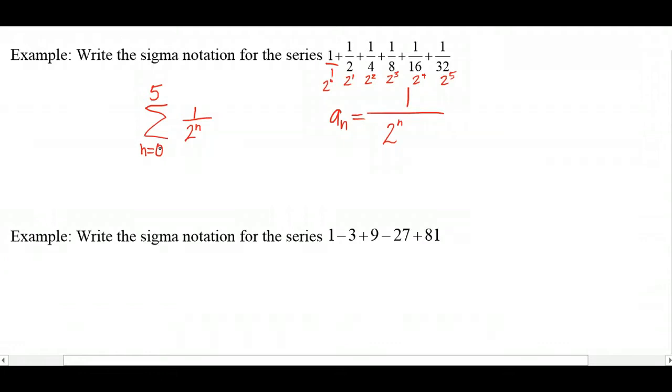We could actually have started our index at 1 and made this 1 over 2 to the n minus 1. So just to write that out, we could have said n equals 1 to 6 of 1 over 2 to the n minus 1. So that would have done the same thing. So there's not a unique answer. There are many different answers to represent this finite series using sigma notation.